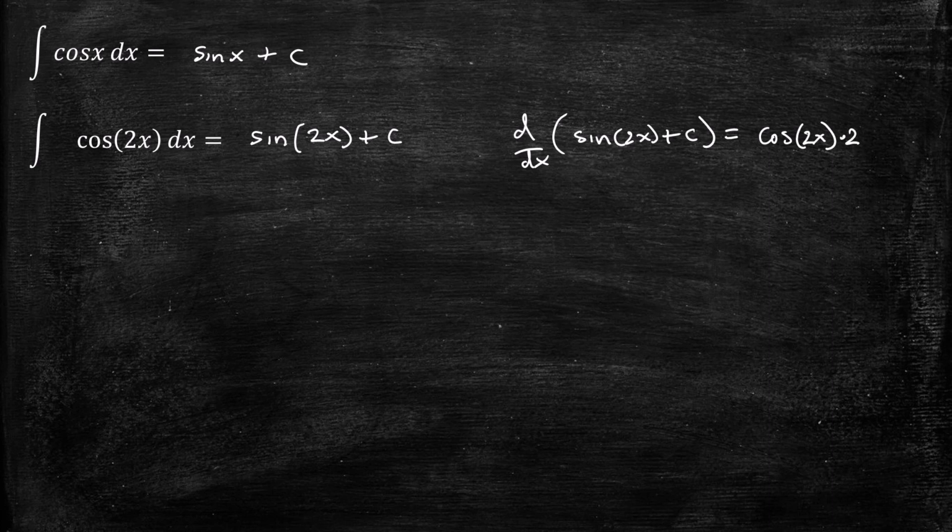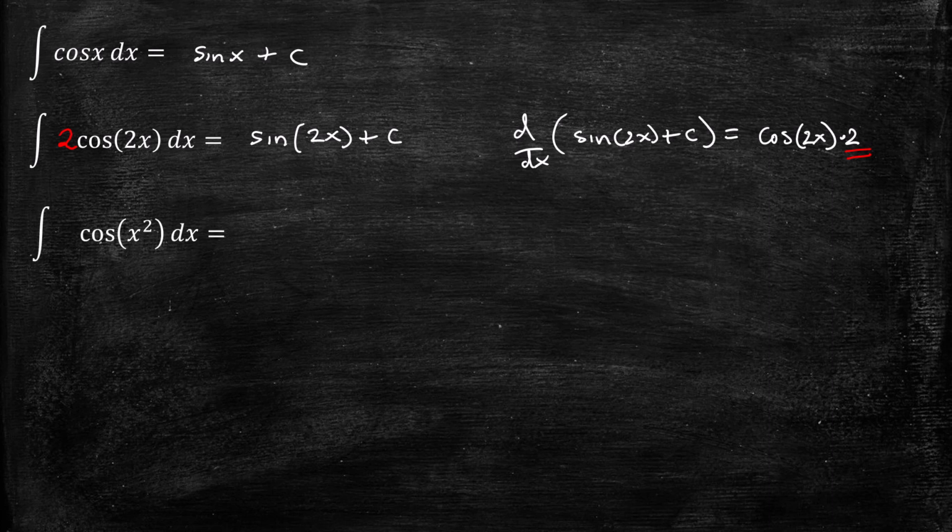So we have a little extra here. We have a 2 here, which doesn't appear in the original problem. So for this statement to be true, I would need a 2 here, because then I could say that if I take the integral of 2 cosine 2x, that will indeed get me back to sine of 2x plus c.